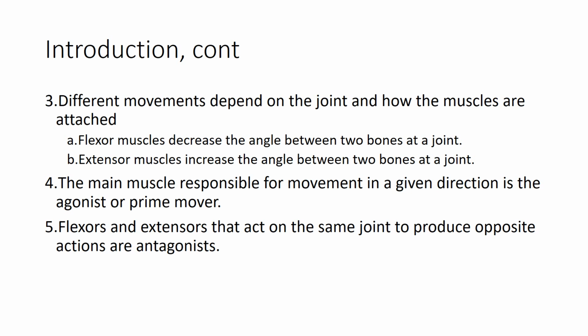So there's two main categories, the flexors and extensors. Flexors are going to decrease an angle between two bones at a joint, and extensors are going to increase the angle between two bones at a joint. So the main muscle that is responsible for movement in a direction is going to be an agonist, or a prime mover. And muscles that work in opposite actions are going to be antagonists. So flexors are antagonistic to extensors and vice versa.